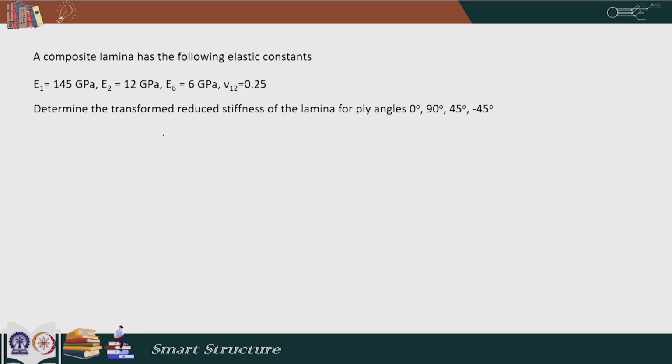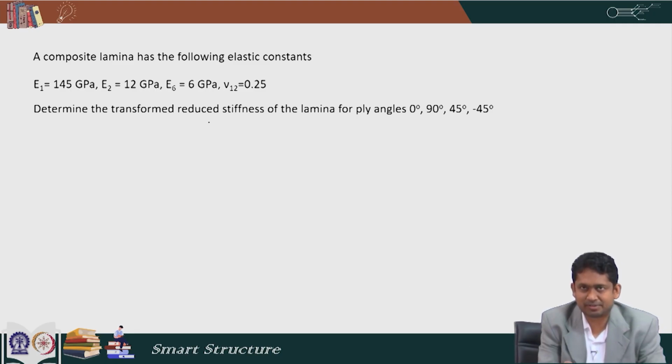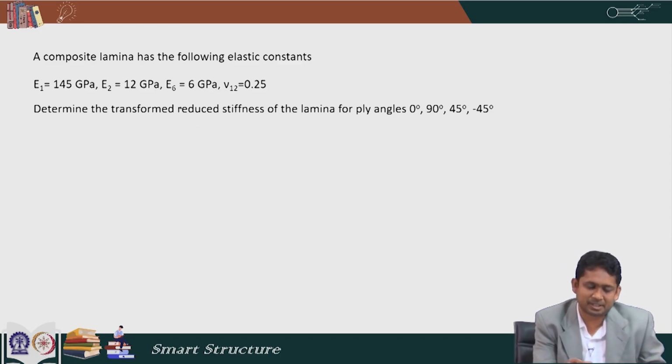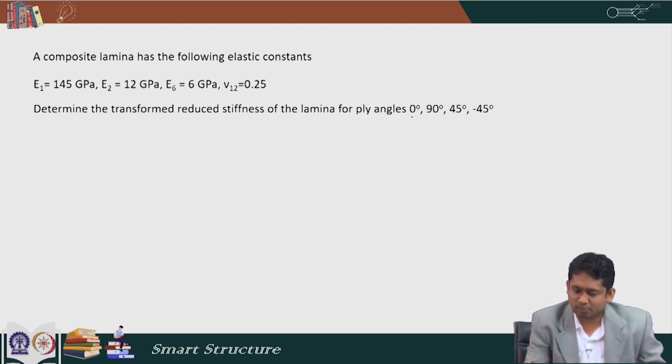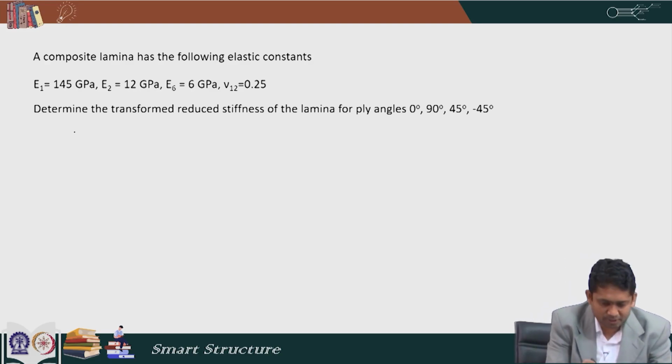Now, this problem involves finding out the reduced stiffness matrix in both the principal material direction and 1-2 direction. We have been given the properties like E1, E2, E6, nu12, and we know the ply angles 0 degree, 90 degree, 45 degree and minus 45 degree. So, we have to find out the Q matrix in the 1-2 system and in the XY system if the ply angles are this. Now, to do this, we need to first find out nu21.